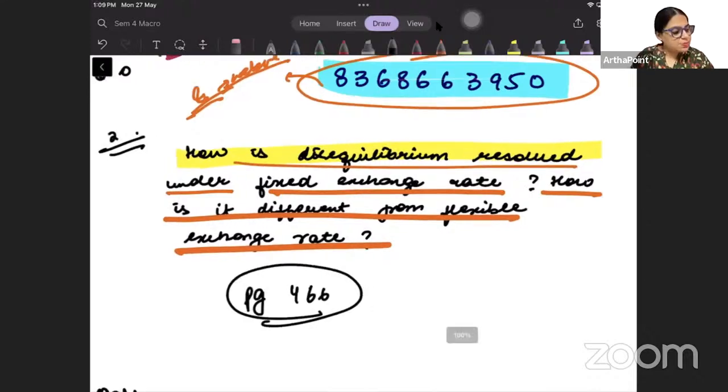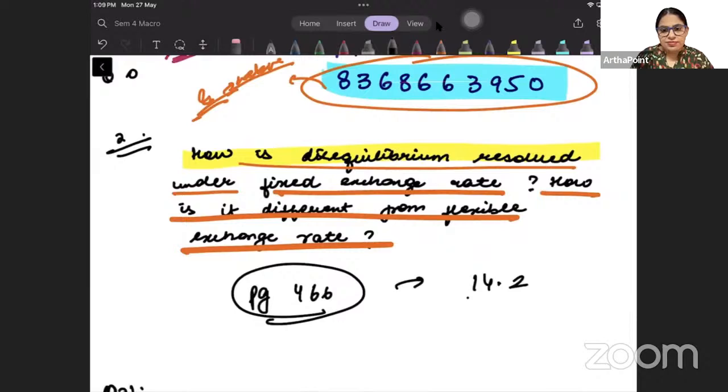Right? On this page 466, there is a diagram 14.2. इस केस में ये डायग्राम आपको एक्सप्लेन करना है. It explains both the cases. It explains fixed exchange rate also and it explains flexible exchange rate also. So go ahead and do these two cases from this diagram.